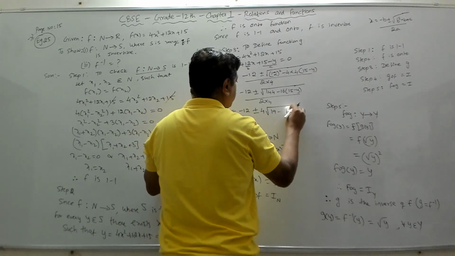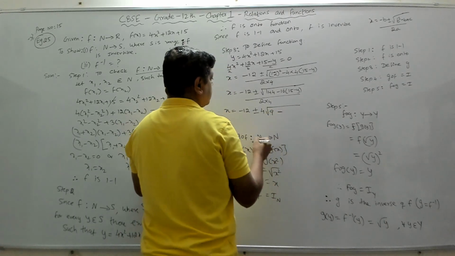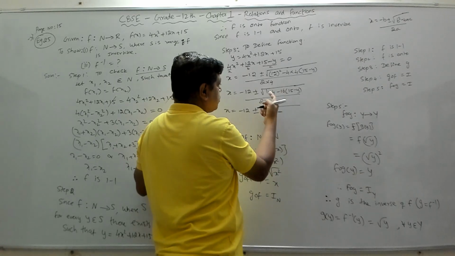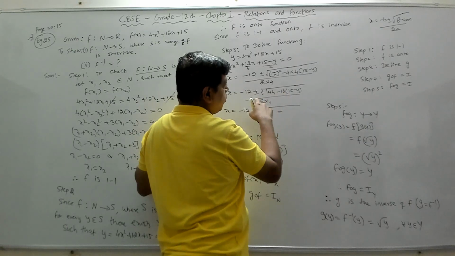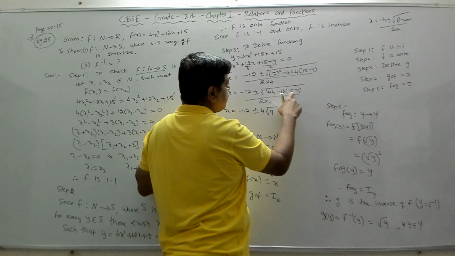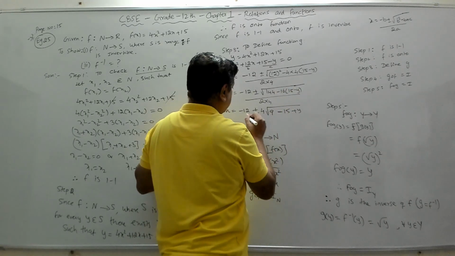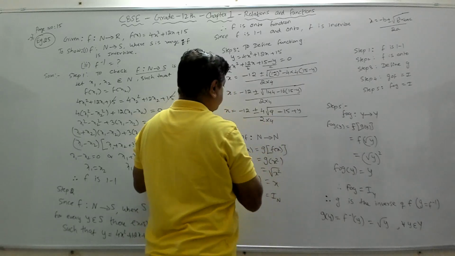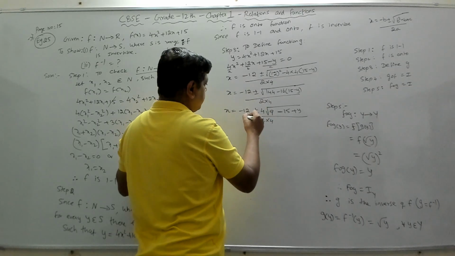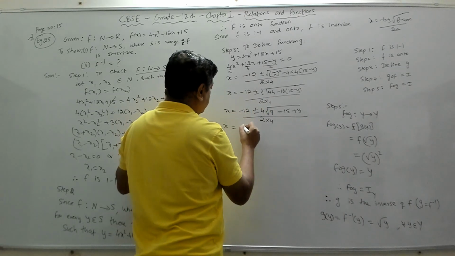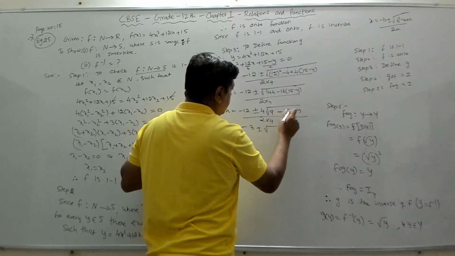Sorry, this is 9, since 144 is 9 sixteens. So once I take 16 out, it will become 4, then 144 will become 9. So you will have minus of 15 minus y, which will become minus 15 plus y, by 2 into 4. Then throughout we can cancel the 4. So x will become minus 3 plus or minus square root of 9 minus 15, which is minus 6.